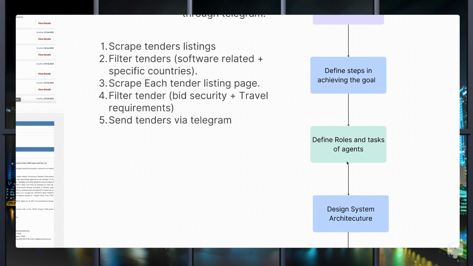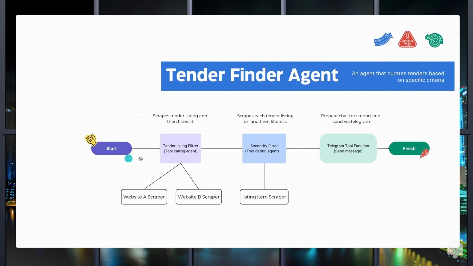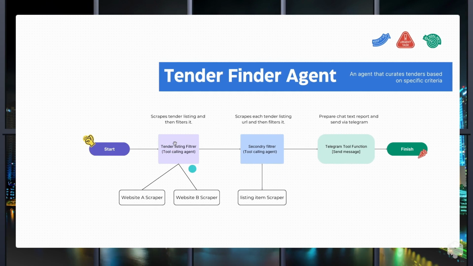Let me show you the architecture so you can have a clear picture of how I define the roles and tasks for each agent. This is the workflow for my agent. We'll have 2 main agents. The first agent is called Tender Listing Filter, which is the agent that is responsible for scraping the tender listings from different websites. So you can see these are the tools. And then it would perform the first filtering process. After it's done doing that, it would send the filtered list to the secondary filter agent.